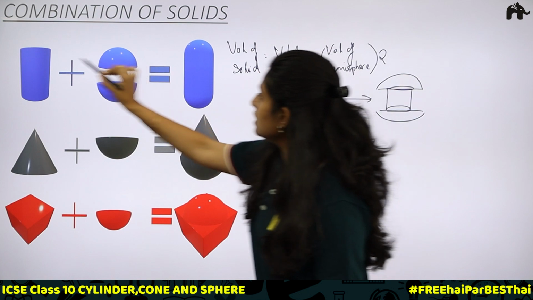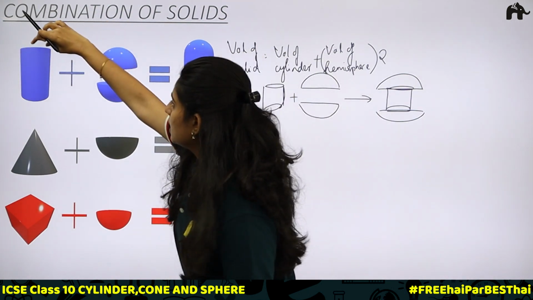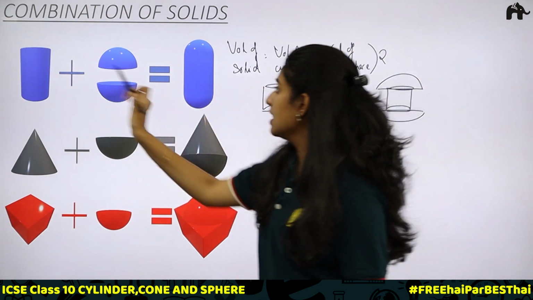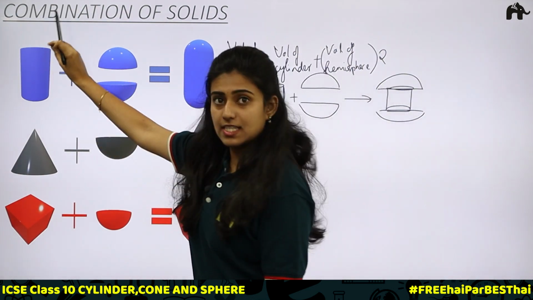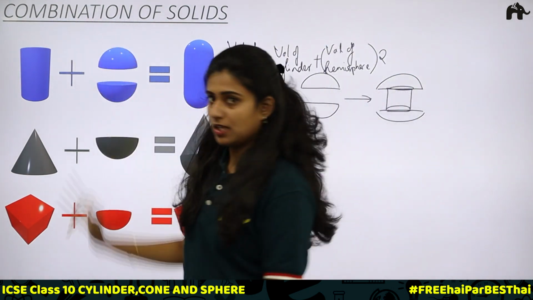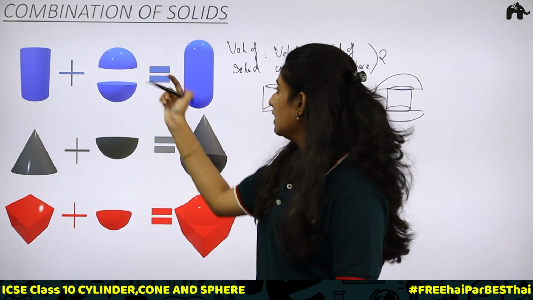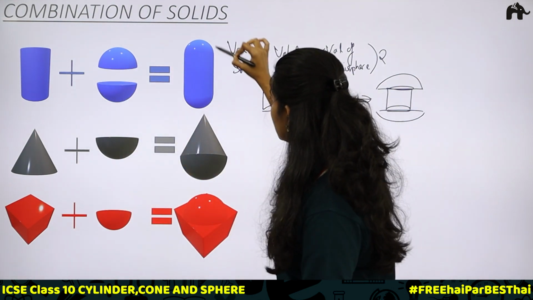Here, this portion and this portion will be fitted together. Yes, the top of the cylinder and the bottom of the hemisphere formed will be fitted together. So you don't have to add these. Okay, they get cancelled and it becomes just a covering.